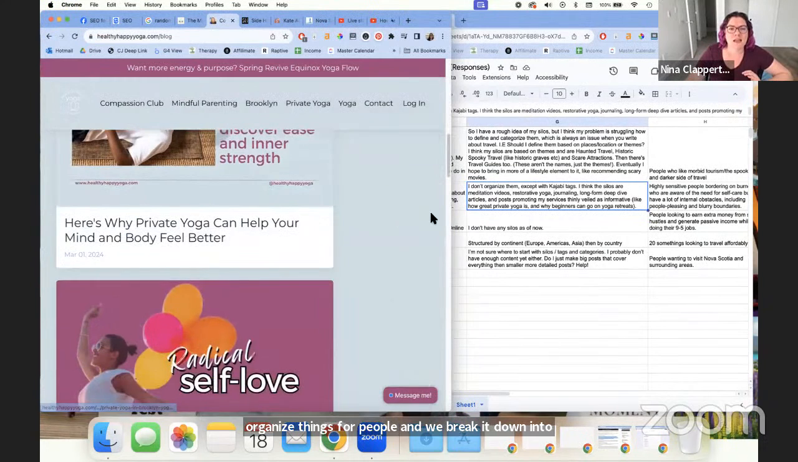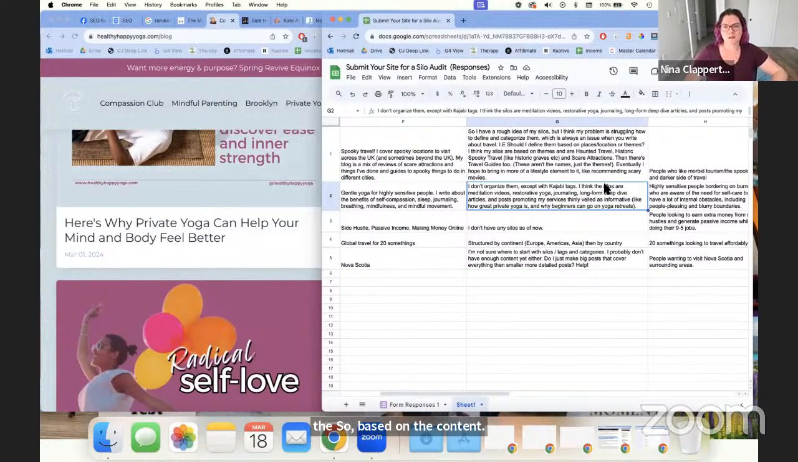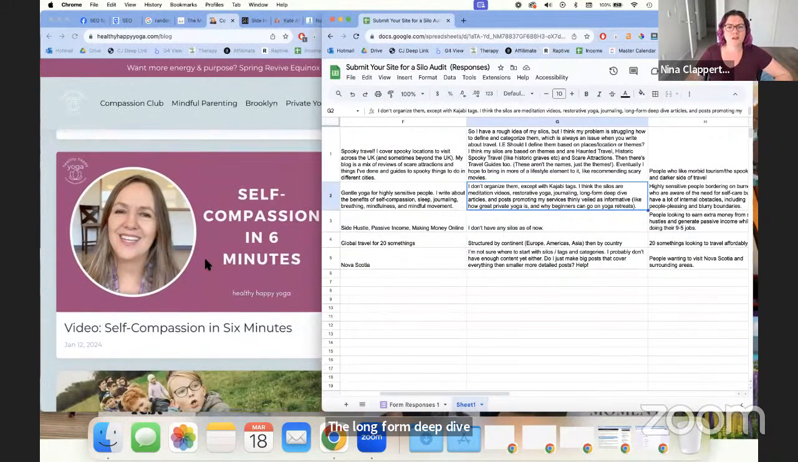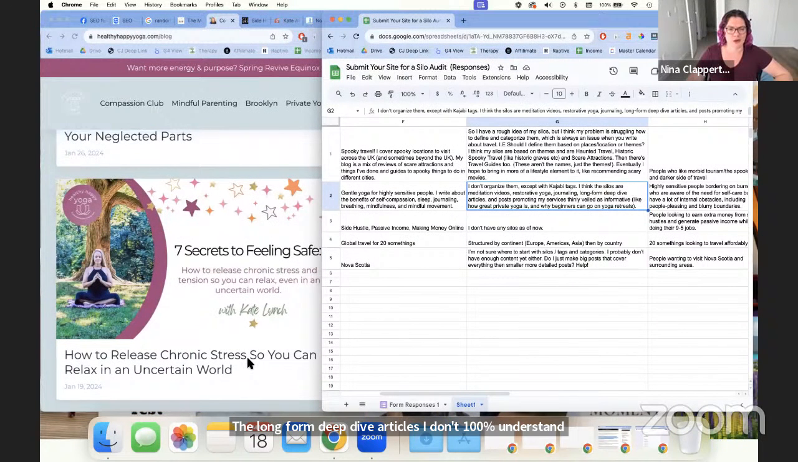So based on the content, with the silos, I think just meditation is its own thing. I don't think you necessarily need the video element of it. And I think those thinly veiled informative posts, that's just yoga. So yoga is going to be one of your silos within this, and any type of yoga will go in there. Then I would say meditation or mindfulness, and that's where I think all of the videos and the journaling would go. The long form deep dive articles, I don't 100% understand what those are. I'm guessing it's some of these ones, like how to relax into chronic stress.